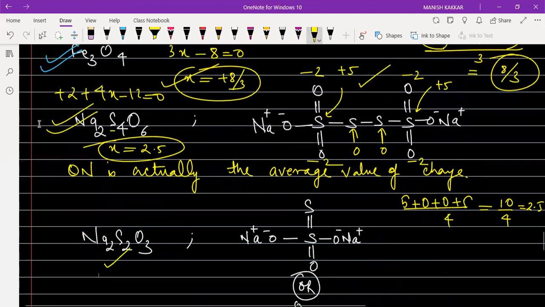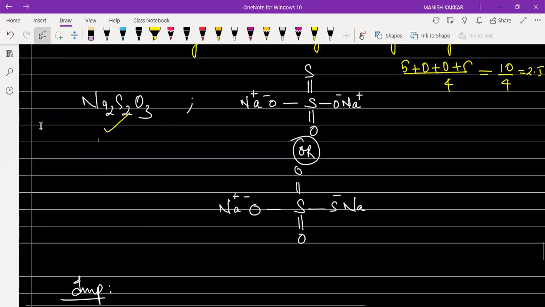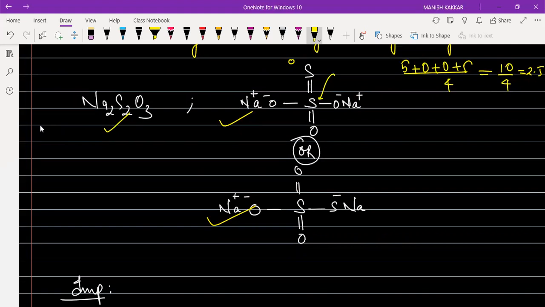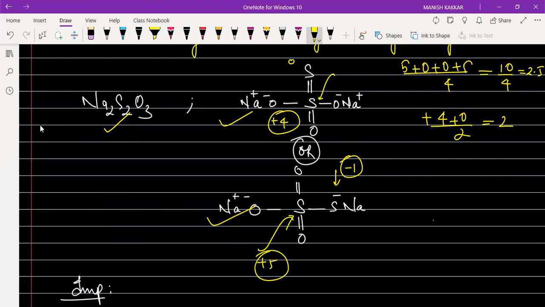Similarly, in Na2S2O3, in many books you will find the structure drawn this way or this way, ठीक है ना। मैं दोनों से ही बता रहा हूं आपको। अगर मैं यहाँ से सल्फर का स्टेट निकालूं तो it is 0, और इस सल्फर से वैल्यू निकालूं so it is coming out to be equal to +4। तो ये क्या होगा? +4 + 0/2, that is equal to 2। और अगर इससे निकालता हूं तो ये सल्फर जो है वो -1 चार्ज पे है, और ये जो है ये +5 पे है। तो it is (5 - 1)/2, that is 2.